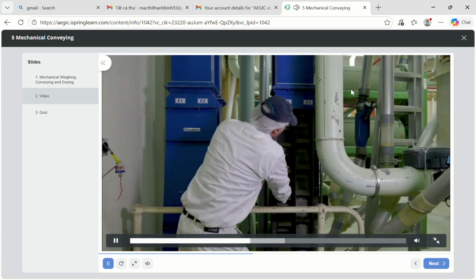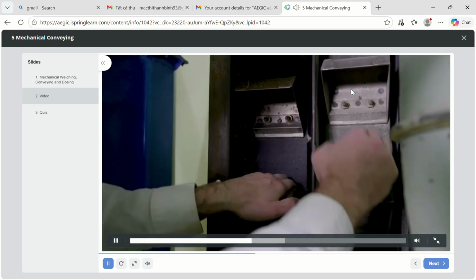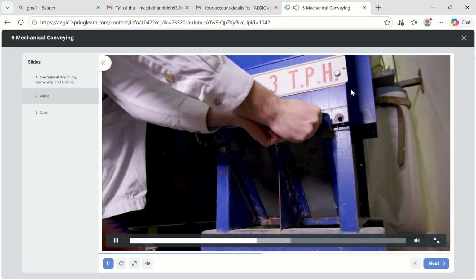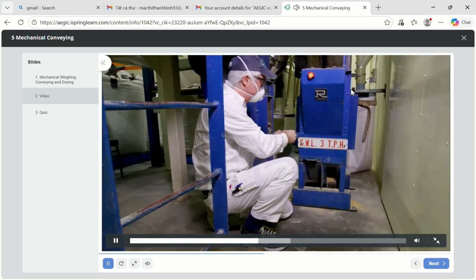Buckets must be regularly checked to make sure they're still properly attached to the belt. Grain at the bottom of bucket elevators may accumulate and not get flushed through. So bucket elevators must be checked and cleaned out periodically to prevent infestation.